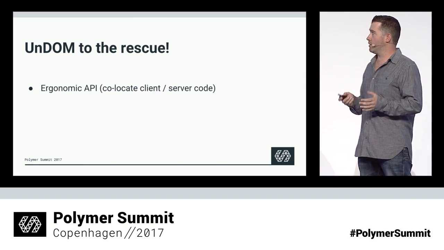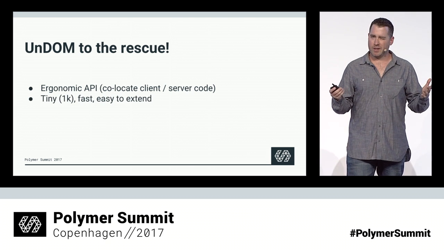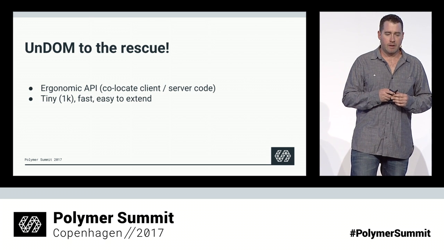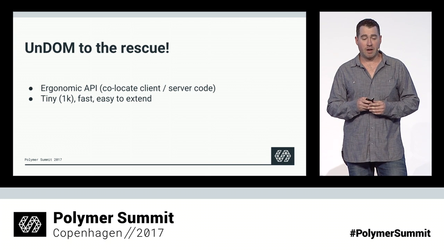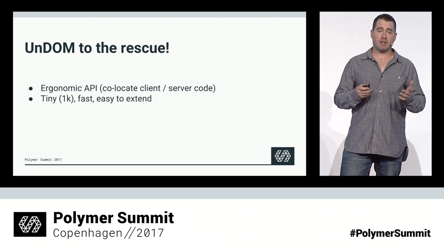And we did that so that we could build on top of it and build our own subset of custom elements in shadow DOM. We really wanted the ergonomics of co-locating client and server code. And it's only 1K, so the upfront overhead is pretty minimal. It's also fast, because it's basically just array manipulation hidden behind a DOM-like API. And it's easy to extend, because you don't really have to worry about implementing the standards in full.